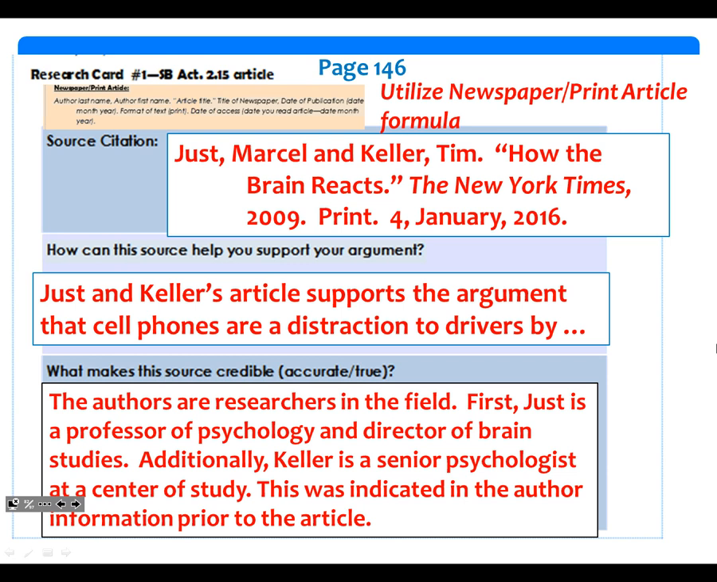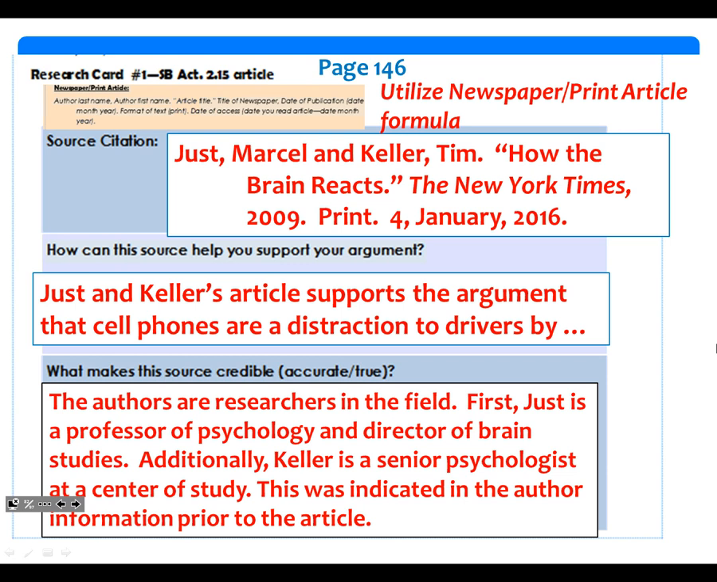Now, the reason why we know, I didn't look it up on the internet. It was indicated in the author information prior to the actual article. So if you look at page 146, right below the title, there's this light blue box. You should have written down the term ethos in there from yesterday. That gives all the background information of these two authors. And 100%, this is a credible source.